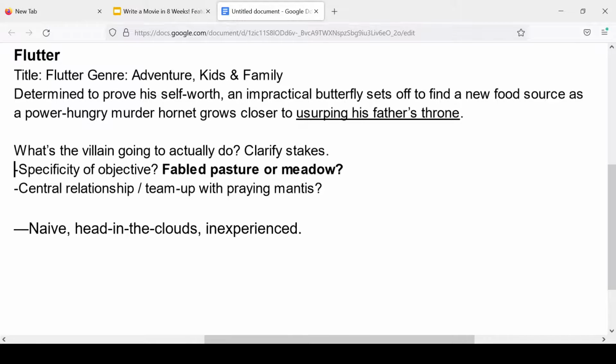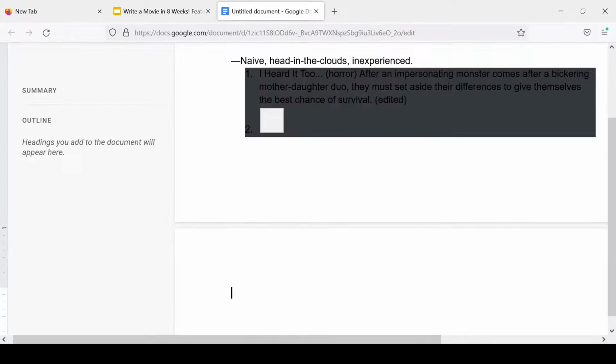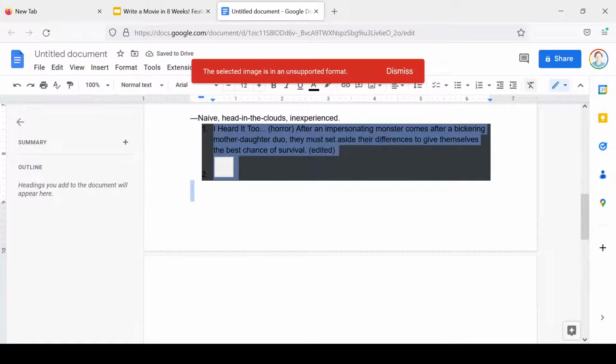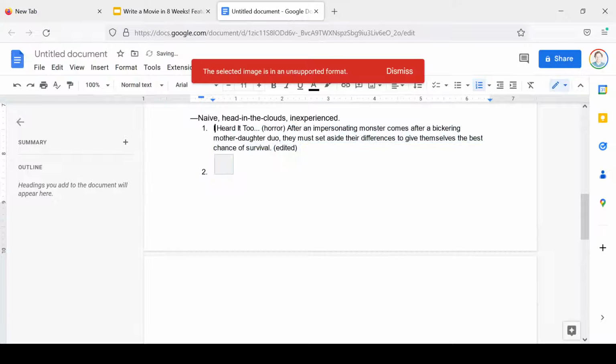After an impersonating monster comes after a bickering mother-daughter duo, they must set aside their differences to give themselves the best chance of survival.